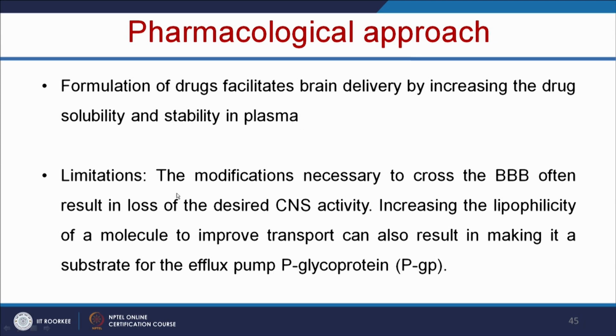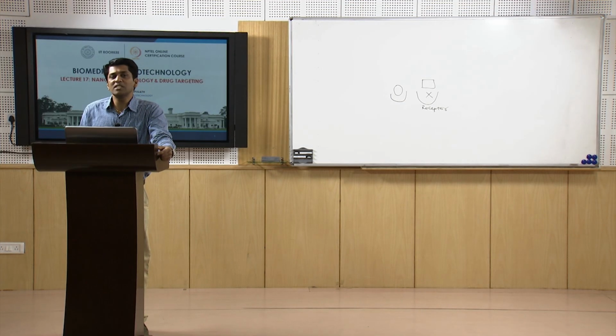But the limitations are that the modification necessary to cross the blood brain barrier often results in loss of the desired CNS activity, and increasing the lipophilicity of a molecule to improve transport can also make it a substrate for the P glycoprotein pump. So, when you modify the drug for crossing the blood brain barrier, it may lose its therapeutic activity or it may be removed by the P glycoprotein pump.